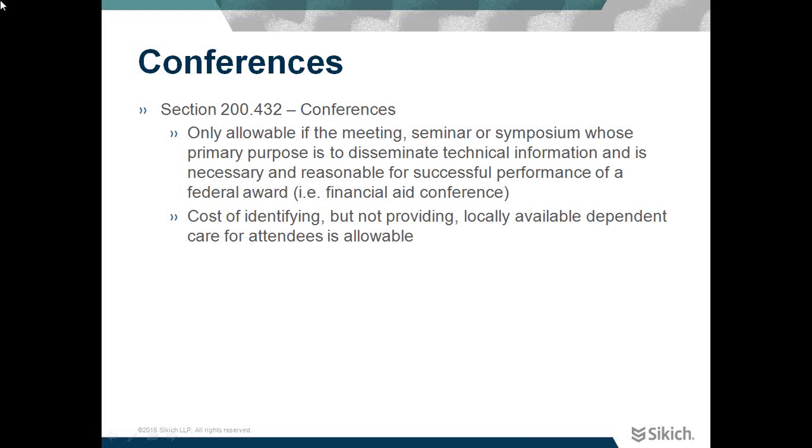Oh, here's something that's new. The federal government is finally recognizing the demographic trends in the workforce and trying to make it less expensive for working spouses to identify dependent care when traveling to conferences. So they will now allow you to charge to federal grants the cost of identifying but not providing locally available dependent care for attendees. So you can't charge the cost of providing dependent care, but you can charge the cost of identifying where that dependent care is.